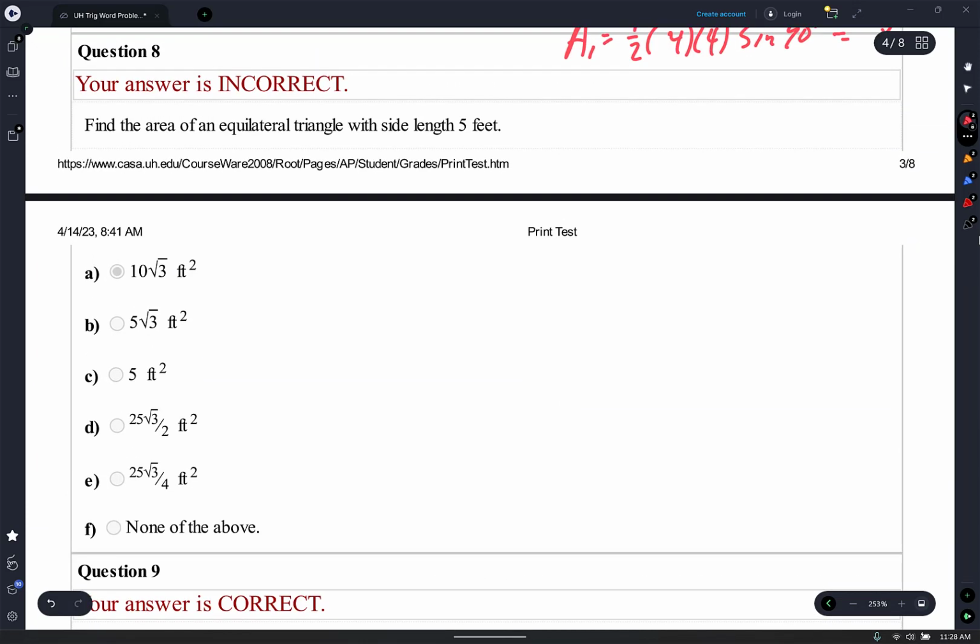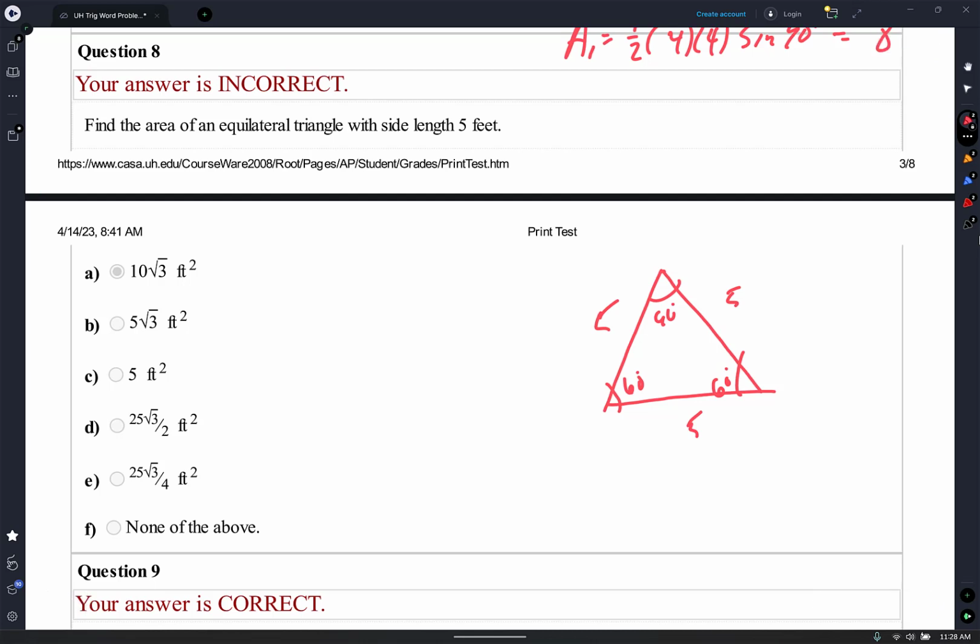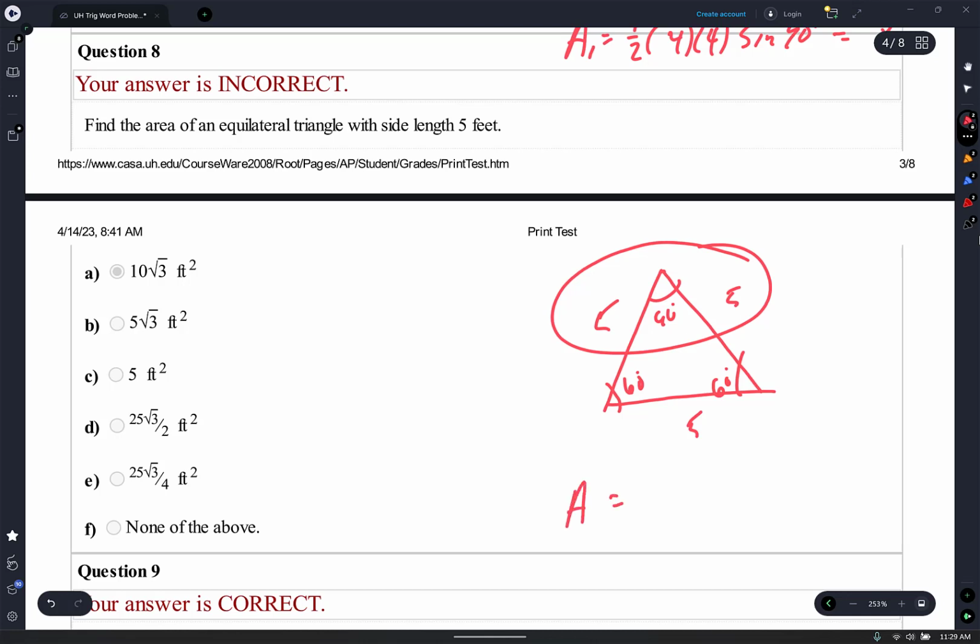What's this? Find the area of an equilateral triangle with side lengths 5 feet. Okay, they're being nice to me. An equilateral triangle, all sides are the same. So that means this is 60 degrees, that's 60 degrees, that's 60 degrees. 5, 5, 5. It doesn't matter which one you use. I'm just going to use this angle up here. So the area is equal to 1/2 times 5 times 5 times sine of 60 degrees.